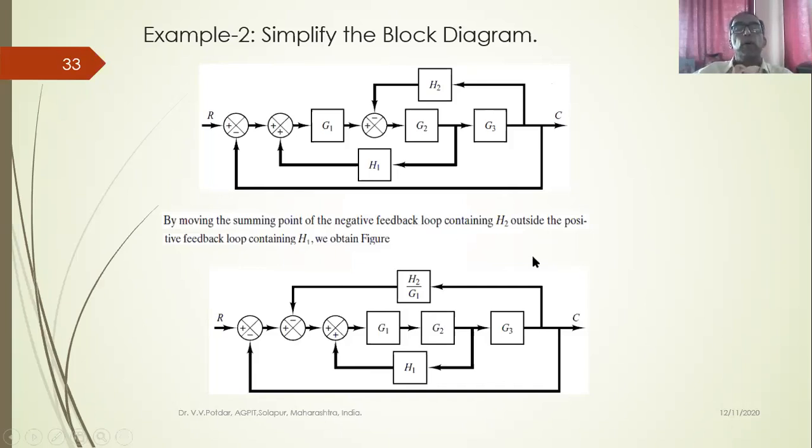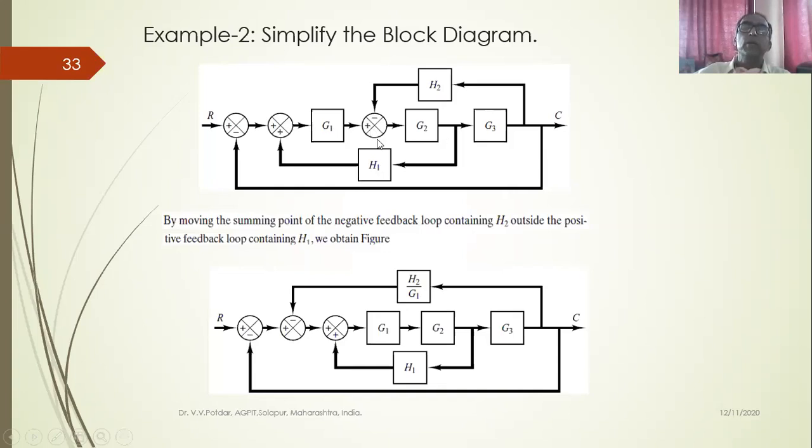Now, what has been done? By moving the summing point of the negative feedback loop containing H2 outside the positive feedback loop containing H1. What does this mean? This is negative feedback. Why is it called negative feedback? At the summing point, you have got a negative sign of this feedback. So it is a negative feedback loop having H2. Now this summing point is moved here. Or in other words, this block G1 is taken inside this loop.